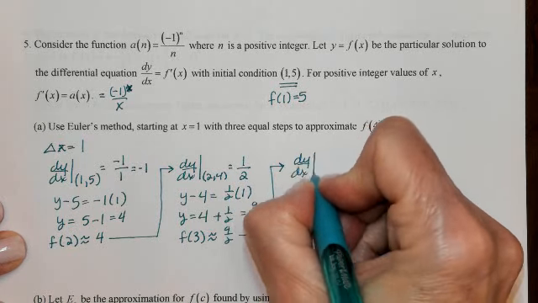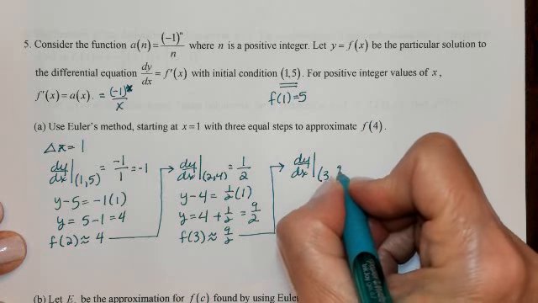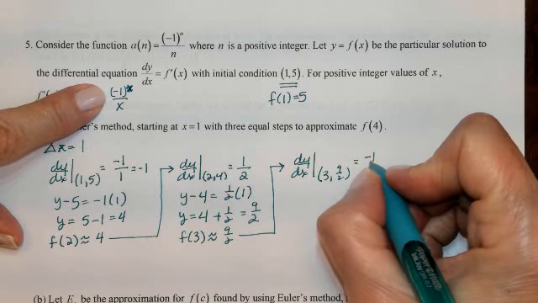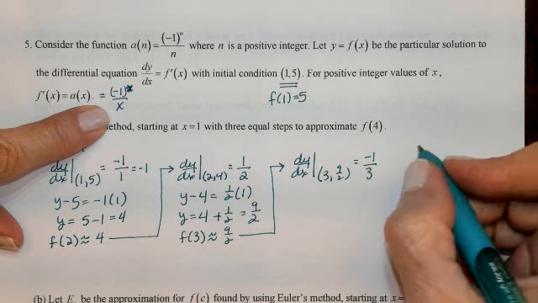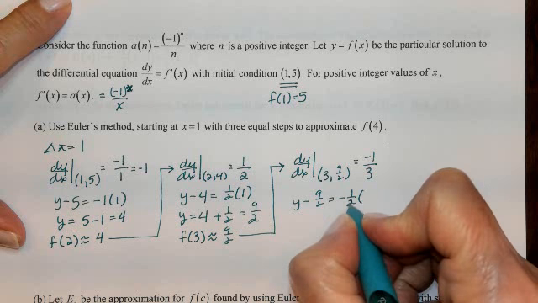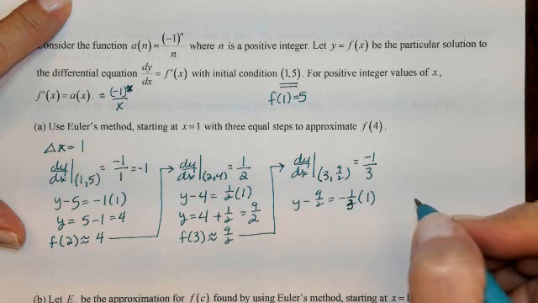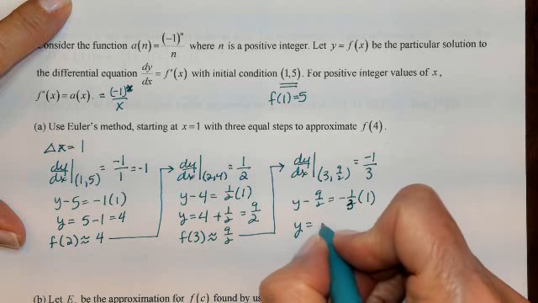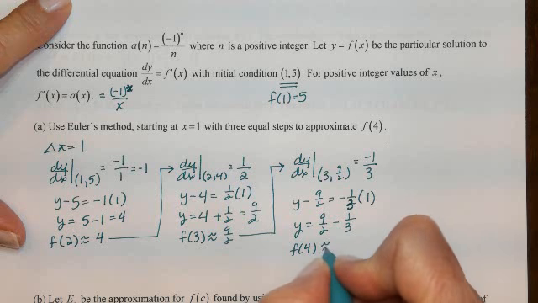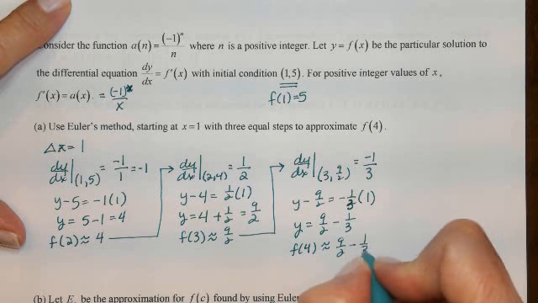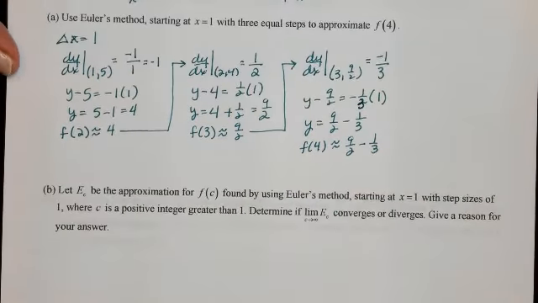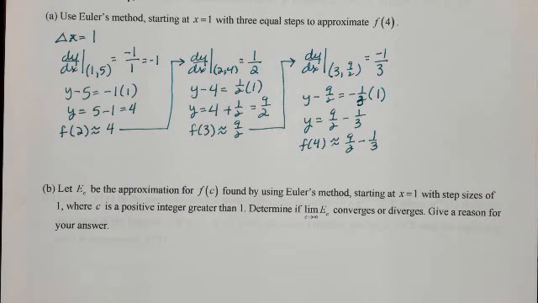Last step, dy dx at our point (3, 9/2) is going to equal negative 1 cubed, which is negative 1, over 3. The change in y is equal to the slope times the delta x. So y is equal to 9/2 minus 1/3, and f of 4 is approximately 9/2 minus 1/3. And I would definitely just leave it like that. Okay? Not bad. All right.